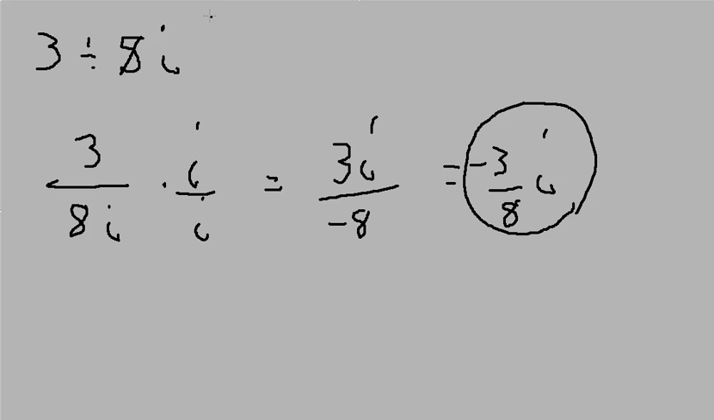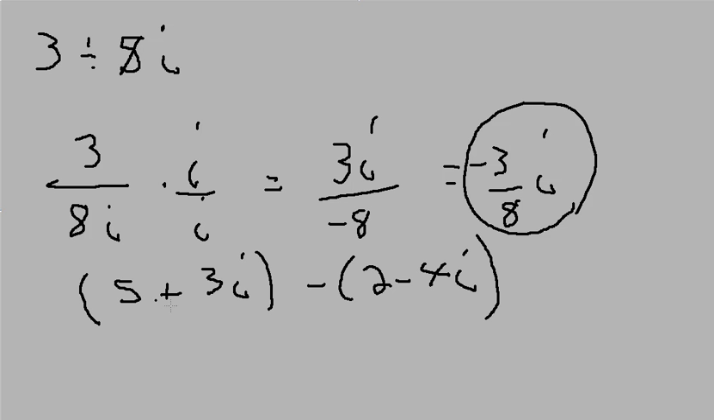And just remember, with imaginary numbers, they work similar to just normal variables. Only your i squared will turn into -1, and that's really the only one you really have to be concerned with. Okay, last example. Here we just have an expression. We just need to simplify this. Easy. 5 minus 2, which is 3. 3i minus negative, well, that's really 3i plus 4i, which is 7i.